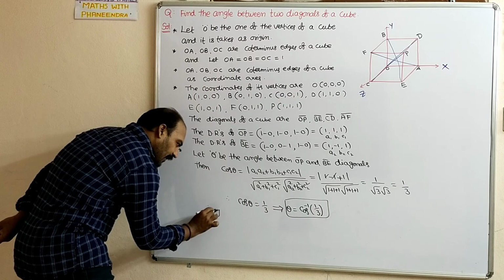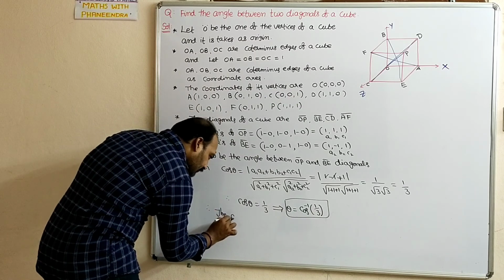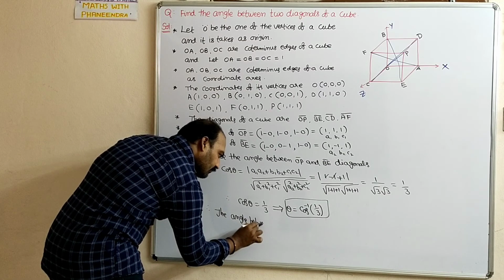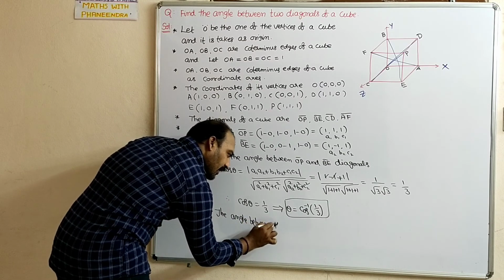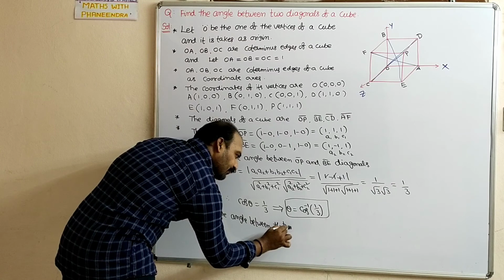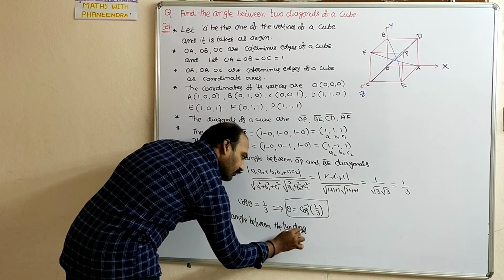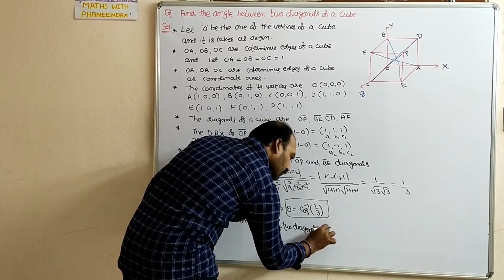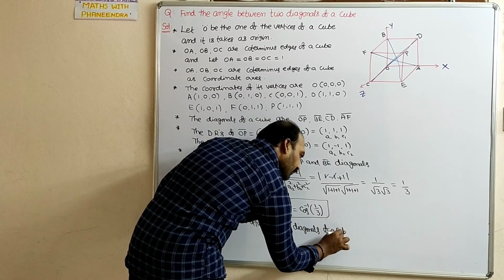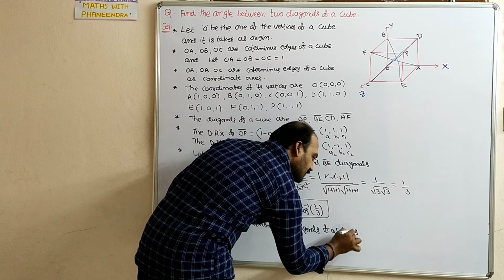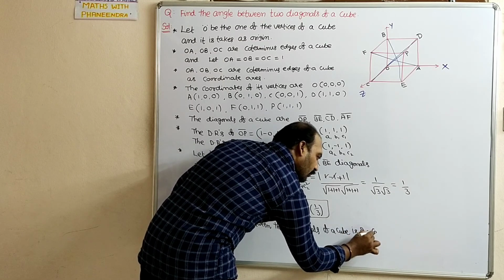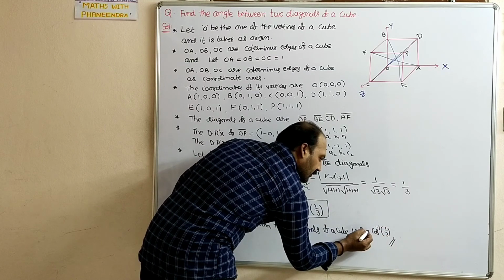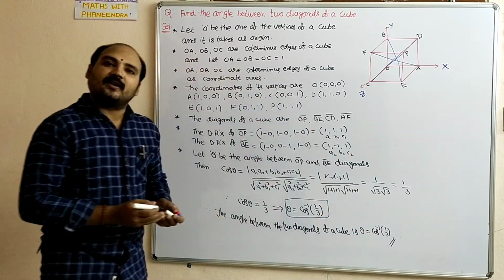Therefore, the angle between the two diagonals of a cube is theta equal to cos inverse of 1 by 3. Hence the result.